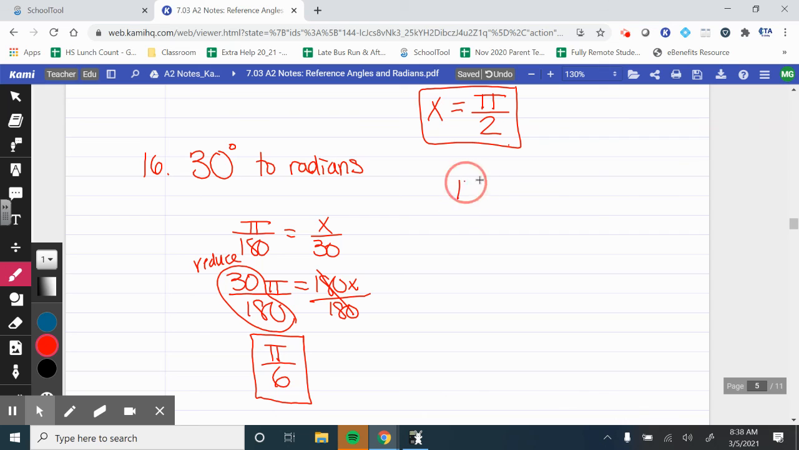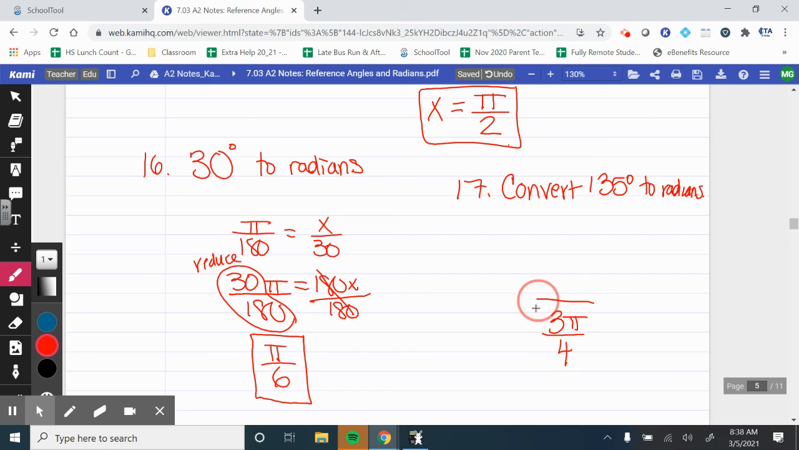All right, and let's do one more of these. Convert 135 degrees to radians. Pause your video, go ahead and convert 135 degrees to radians. All right, so I will look for your work on this one, but you should have a final answer of 3 pi over 4, doing it that same way that you did it in the last couple problems where you set up your proportion. You would put in 135 in for the degrees, and then cross multiply and reduce your fraction.